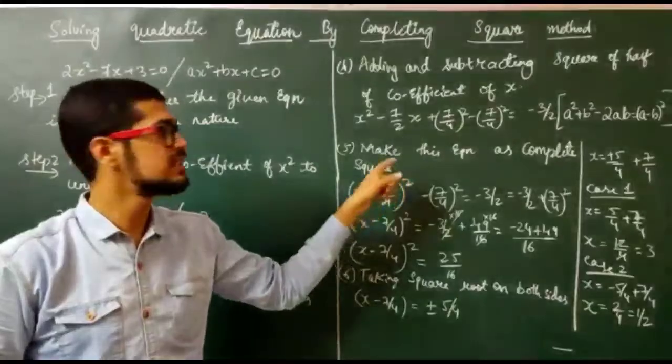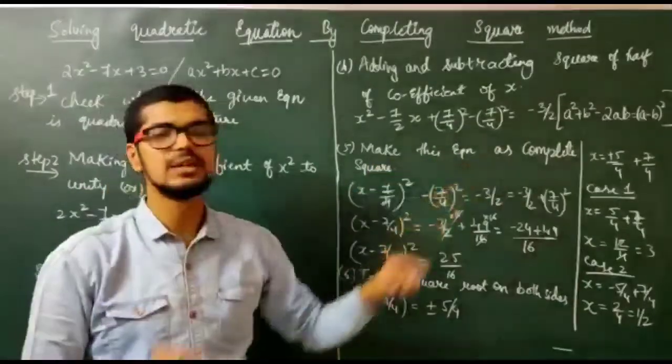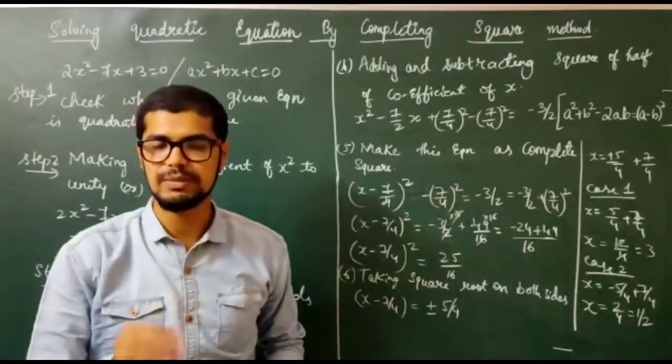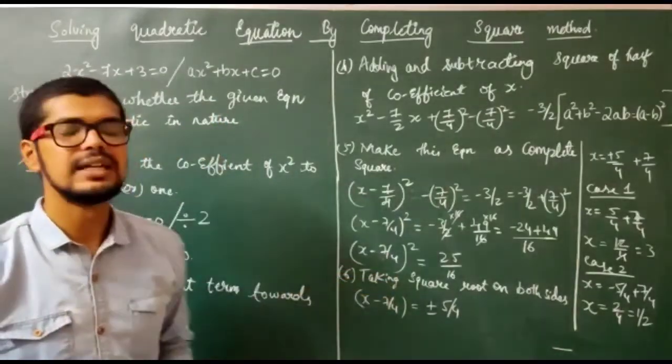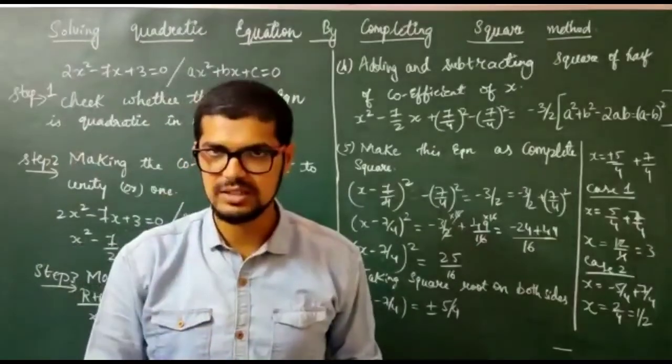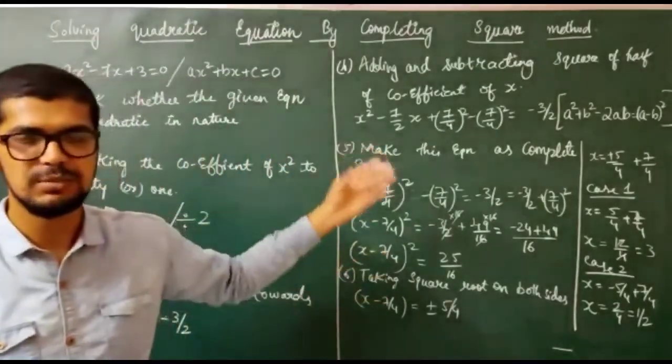Then fifth step is making this equation as complete square, that is in the form of a plus b whole square or a minus b whole square. My last step is taking square root on both the sides. I hope you are very clear with this concept now.